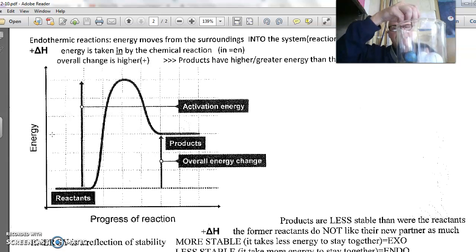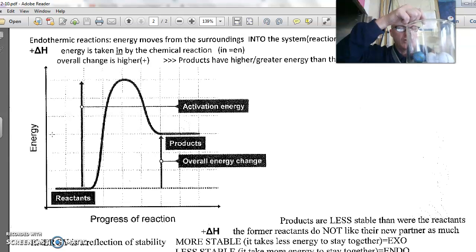So what would happen to the temperature in the water? Well, we added more energy to break the molecules apart than was released. So where did the energy come from? The energy came from the water, which is the surroundings, into the molecules, which is the system. So energy left the water overall and went into the molecules in order to break them apart, and less energy was released back into the water. So the overall energy change of the water is to go down.